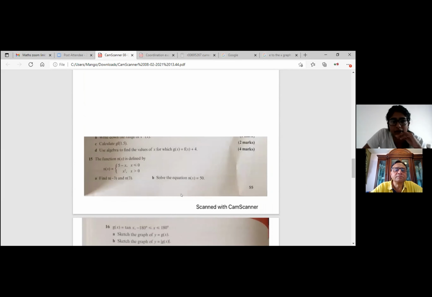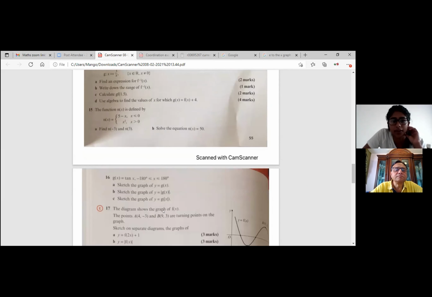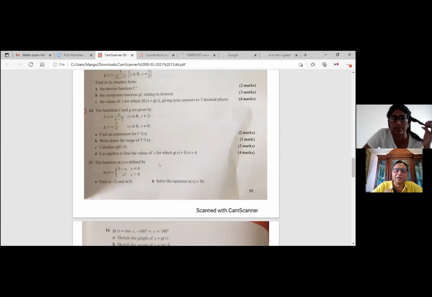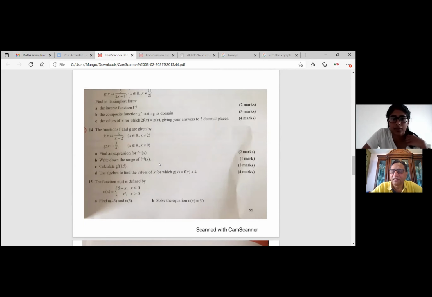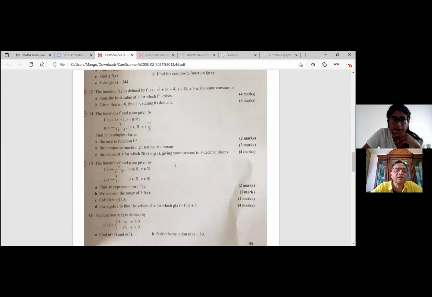Again with the transformations, I think we talked about this tan graph. We haven't come across trig yet, so we'll leave trigonometric functions, we'll do later, as with exponential functions. That's correct. So now we can look into this composition and inverse of functions. Okay, so can you please read question number 14?